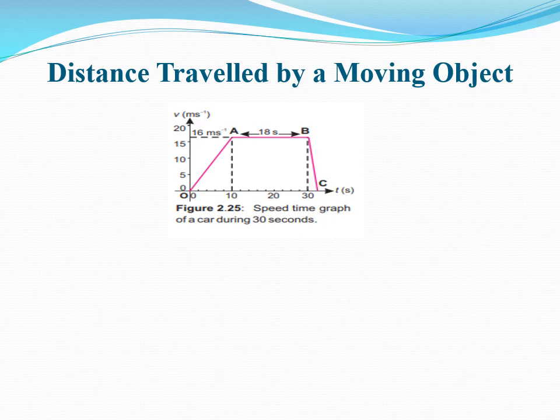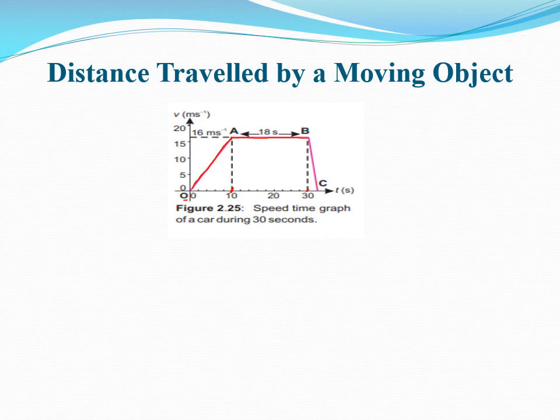Here, dear students, you are noticing that the journey of the body starts from this origin, and this first segment of the graph shows that the speed of the body is increasing from 0 to 16 meter per second, and how much time is taken? 10 seconds, meaning in 10 seconds the speed of the body is increasing and reaches 16 meter per second at point A. Then after this, from 10 to 30 seconds, the speed of the body remains constant, shown by this line AB.